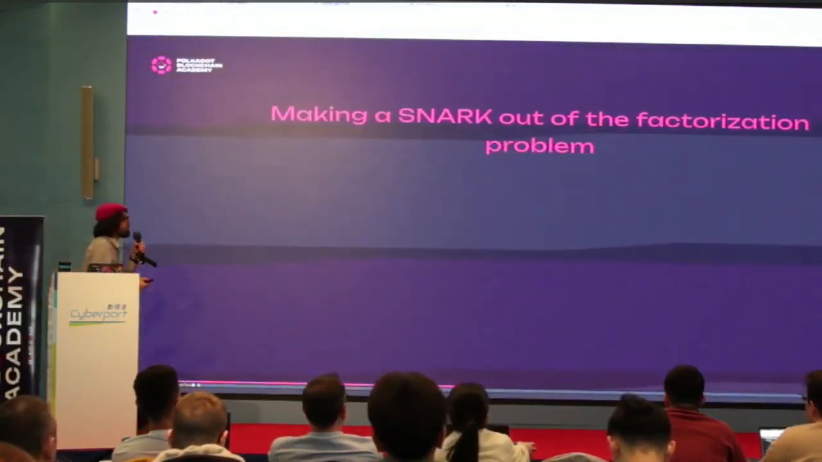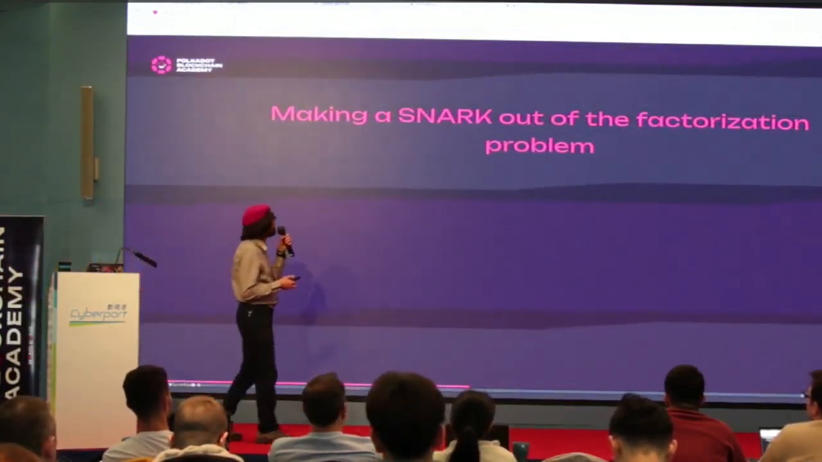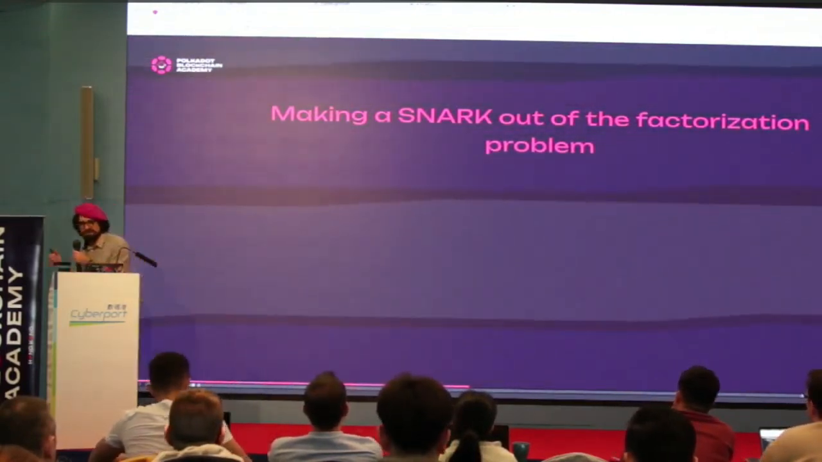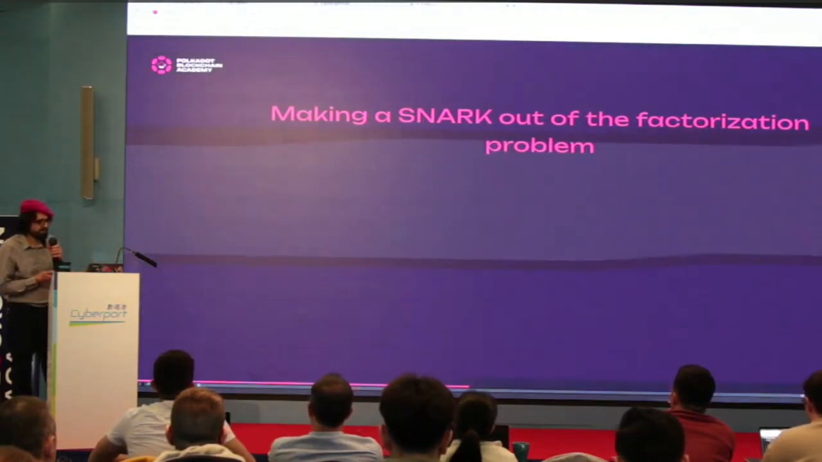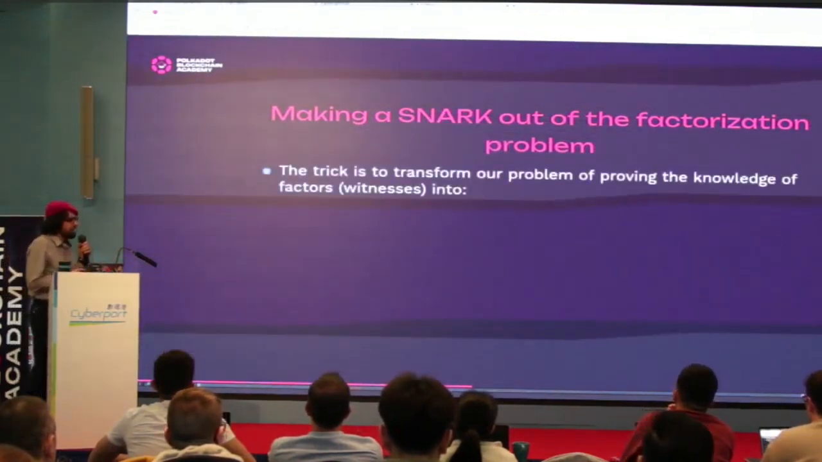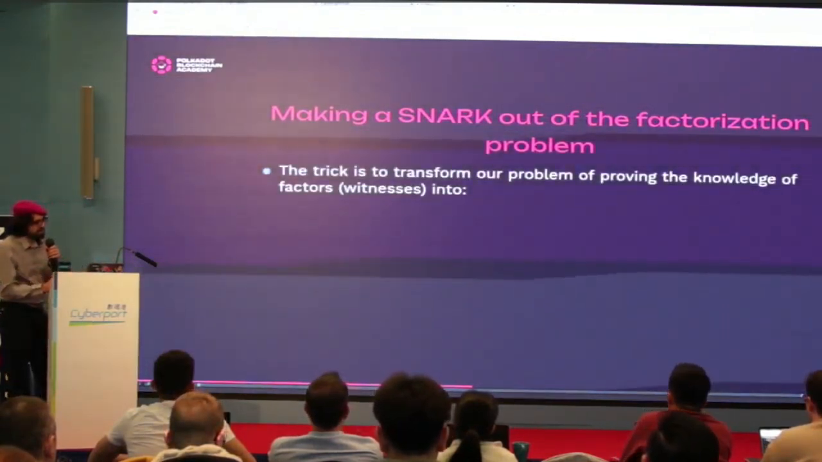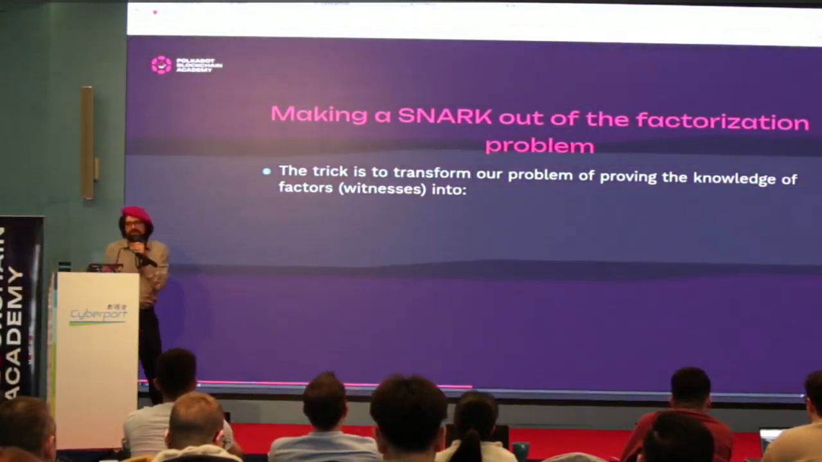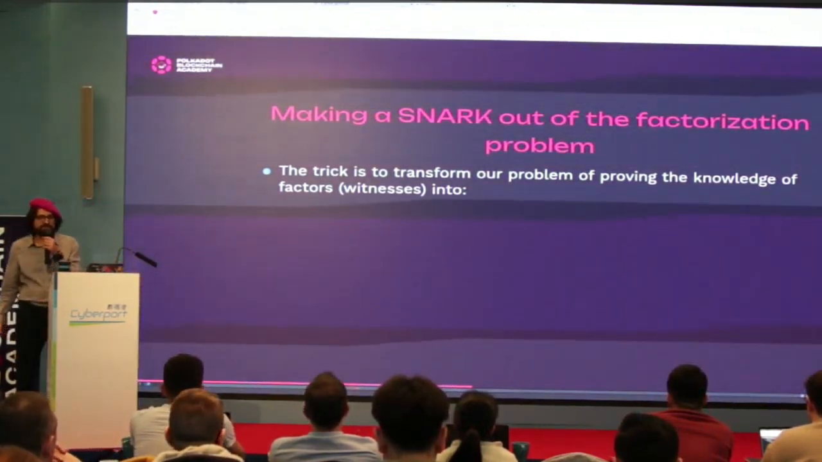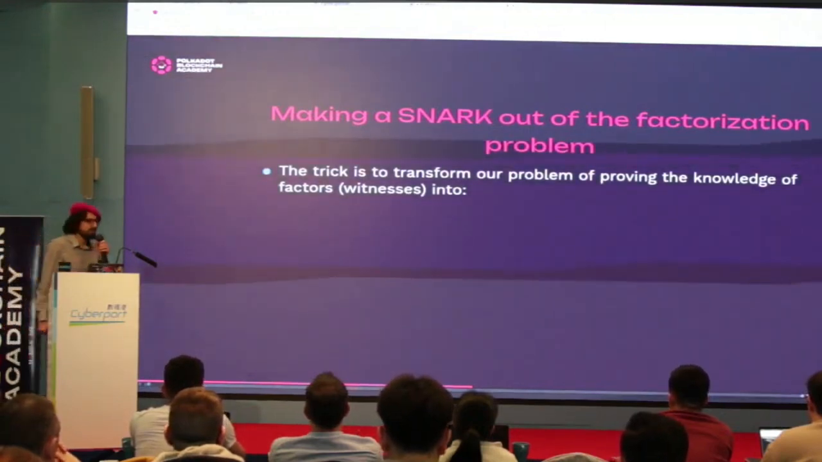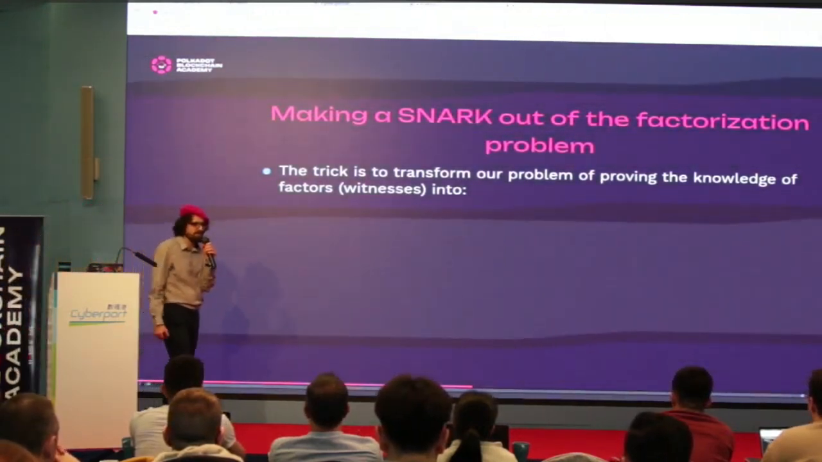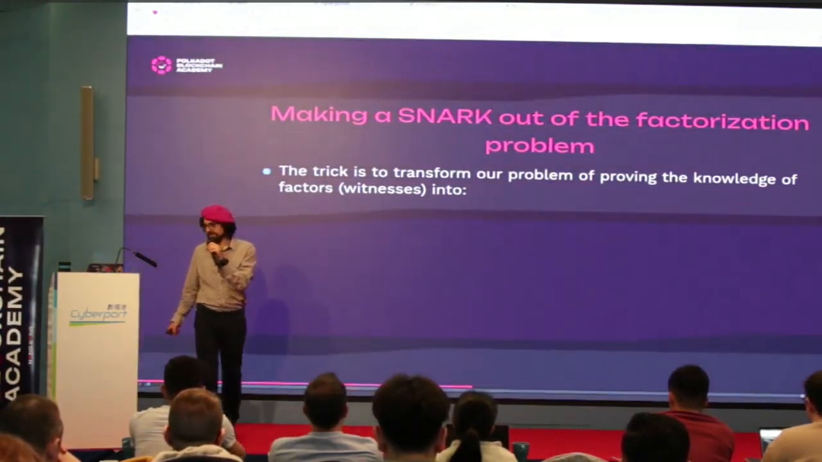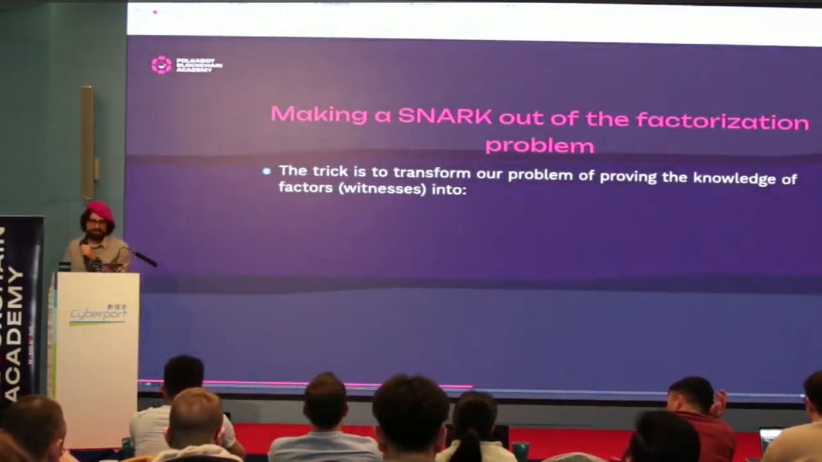So the problem I'm going to focus on is the factorization problem. That's what I want to prove: that I have R and S that I multiply and I get N. And for the rest of the lecture, N is 21. So I want to tell you I have R and S, which I don't want to reveal, that I multiply together and get 21. The secret is R and S.